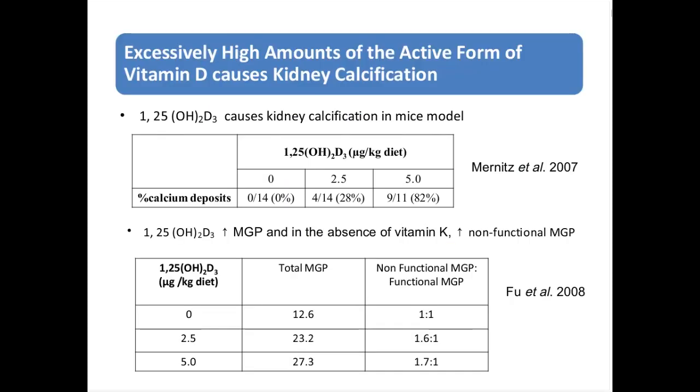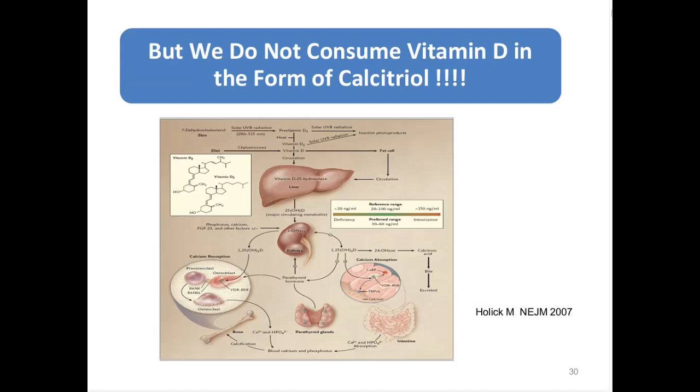So how does this relate to humans? Well, the most important thing you have to recognize when you extrapolate from the animal studies to the human studies is that we do not consume vitamin D in the form of calcitriol. So what am I referring to here? Right here in this very complex diagram of how vitamin D is metabolized, here is calcitriol, and it is the active form of vitamin D that is produced in the kidneys. But we don't get vitamin D from there when we consume it in the diet. We get it in these forms.